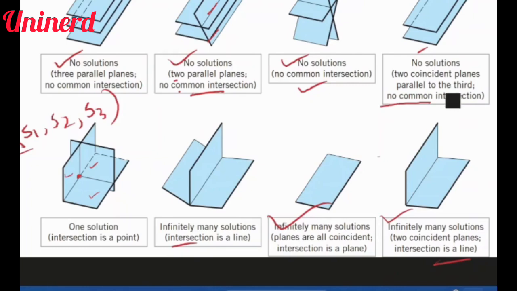If we have no common intersections, we will have no solutions. If we have only one common intersection, which is a point, in that case, we will have one solution. If we have a common intersection that is a line or a plane, in that case, we will have infinitely many solutions. So geometrically, this is interesting to understand, right? If we understand this, then we will have a deeper understanding of the linear system.